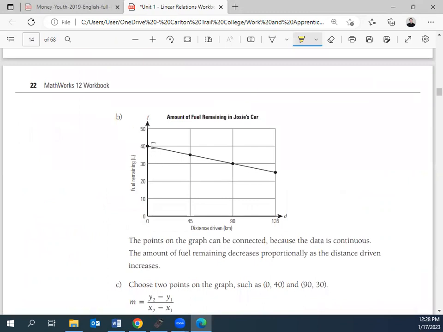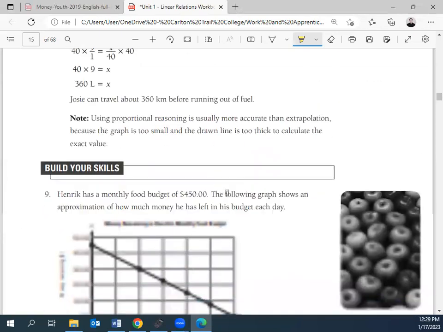And what that looks like in a graph is this. As we go from the left to the right, we can see that it goes down. So when you've driven 0 kilometers, they had 40 liters of fuel in their tank, and then it slowly and slowly goes down over time. So that's an example there of a negative slope. So we're going to work on one of those really quickly.